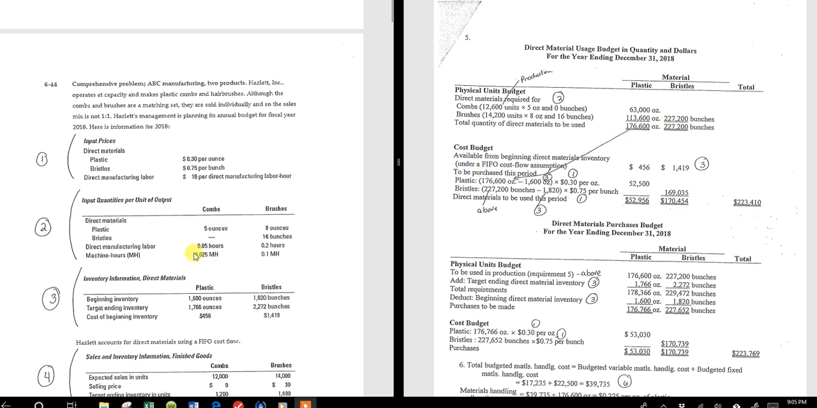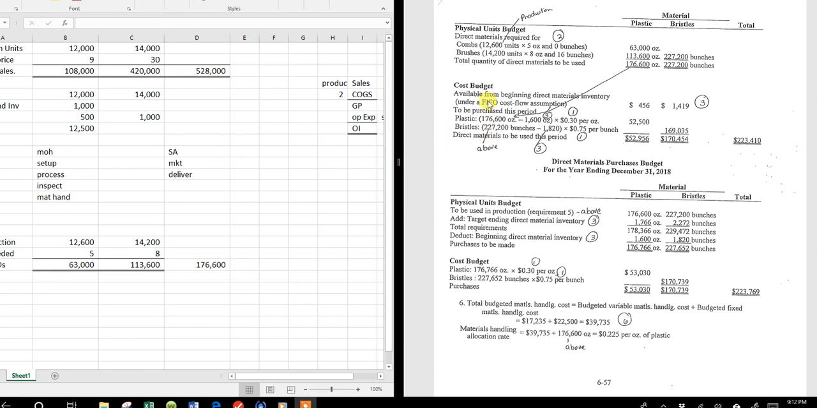So my cost is plastic, 30 cents per ounce. So I have a total 176,600 ounces times 30 cents per ounce, which will give me how much plastic, but just a second. I'm going to set this up just a second. Okay, so I'm going to go through this again. I can't remember where I paused. I had to quit for a second.